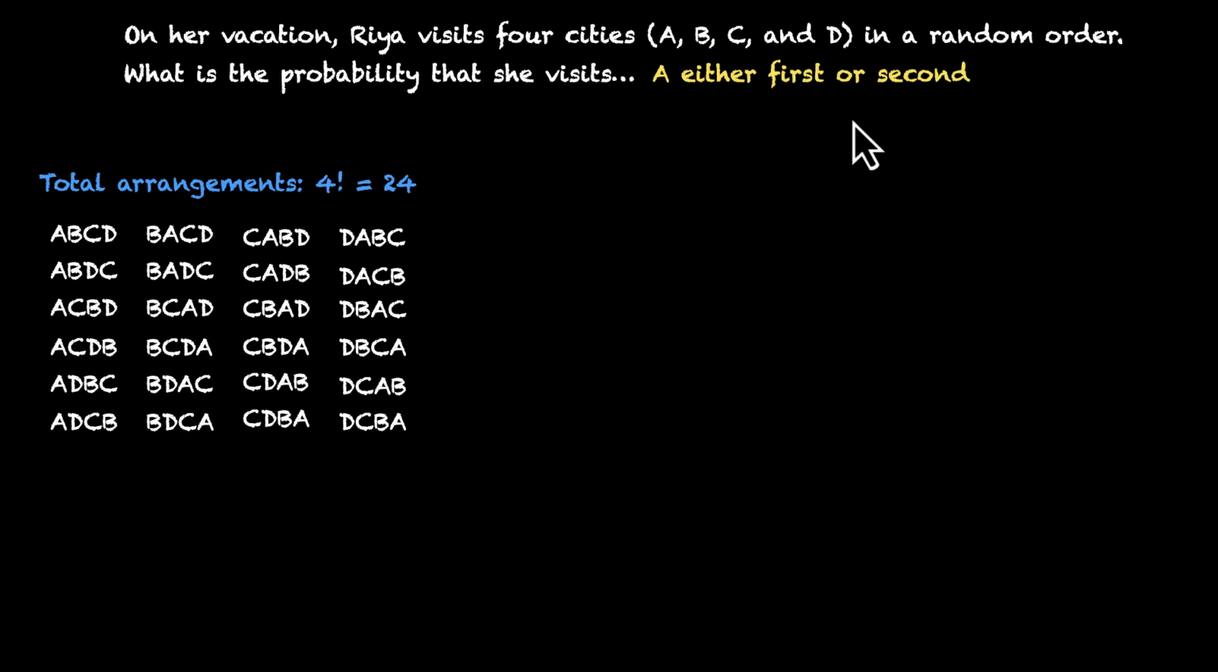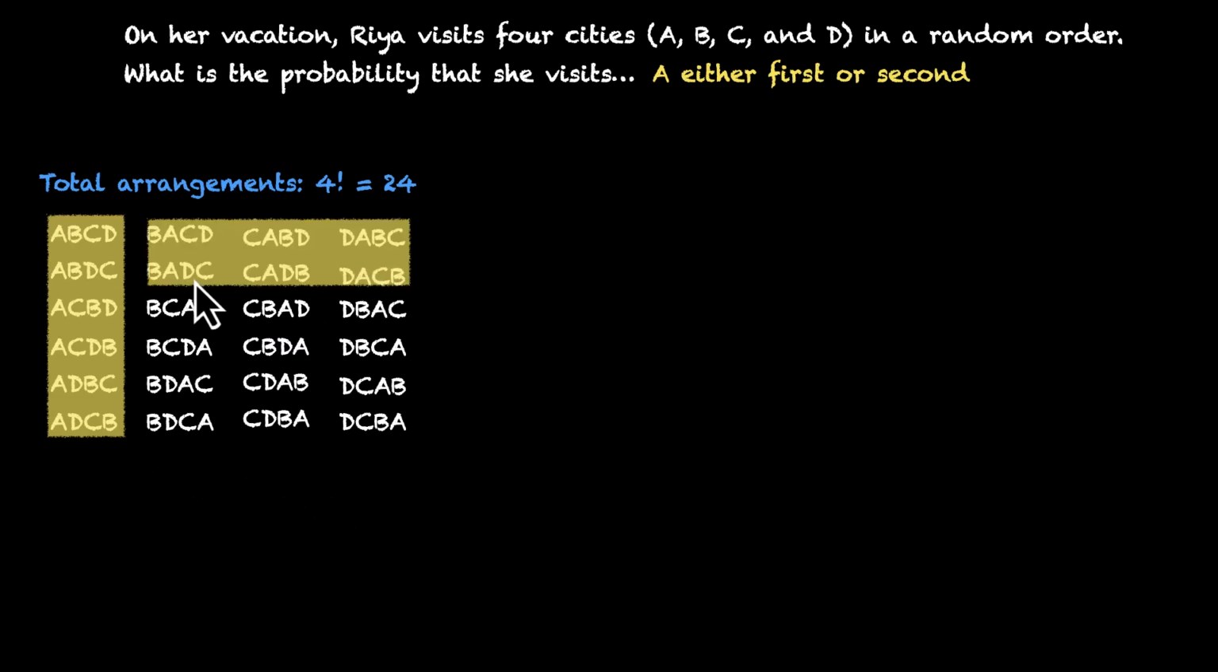Alright, here's another one. A either first or second. Pause the video, try this out. Okay. Either first or second, both of these will work. So these 6 definitely work. A is first here. Now let's see where A is second. It's these 6. Here A is in second place. That's it. In no other arrangement, we have A in either first or second place. So the probability is going to be 6 plus 6, 12 divided by 24. That's going to be half.